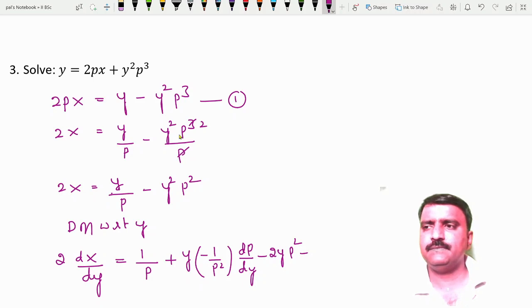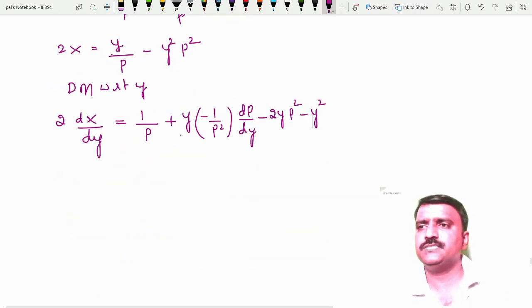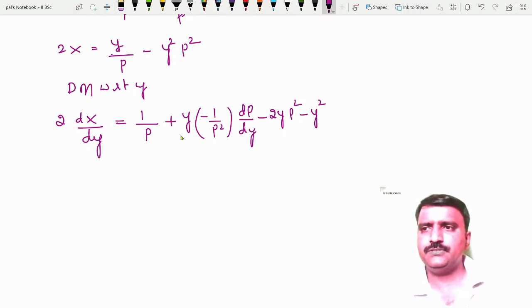Next again minus, because this is minus of the product rule, that is, minus of differentiation of y square into p square plus y square into differentiation of p square. Like that. So keep y square as it is, differentiation of p square is 2p into dp by dy, okay.